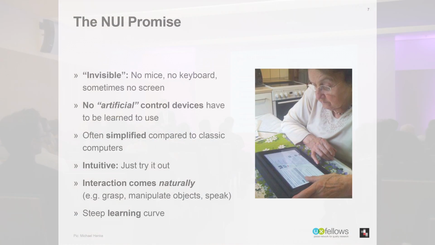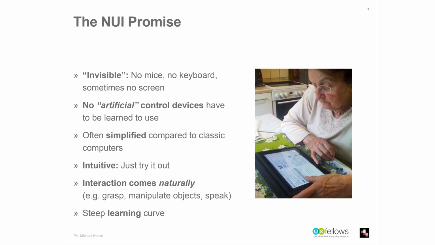Natural user interfaces promise us a lot. Many of them are almost invisible. You don't have any mice, you don't have any keyboards anymore. Sometimes you don't even have a screen, so you actually don't see many of them. So, for example, a voice input/output device is sometimes not even visible. You don't have to learn how to tackle artificial control devices.